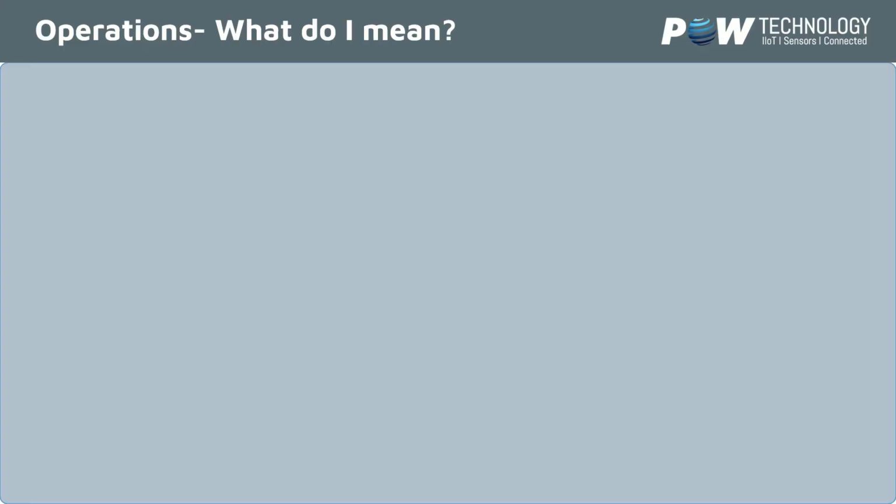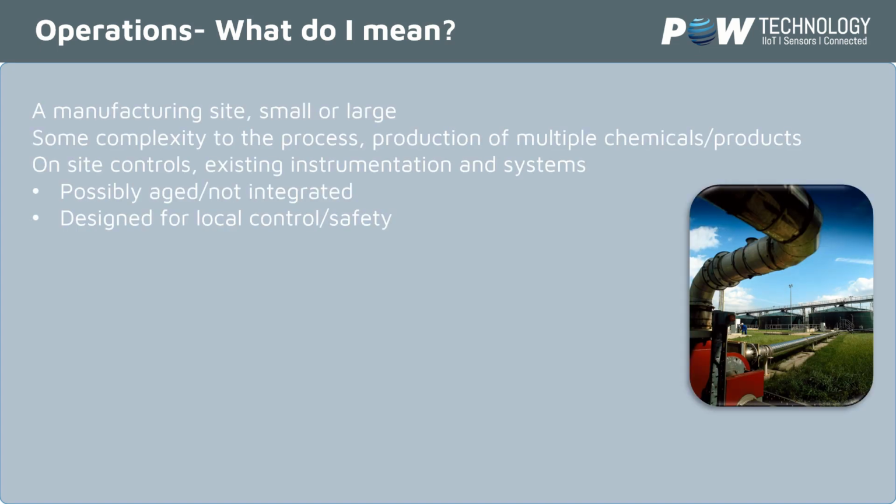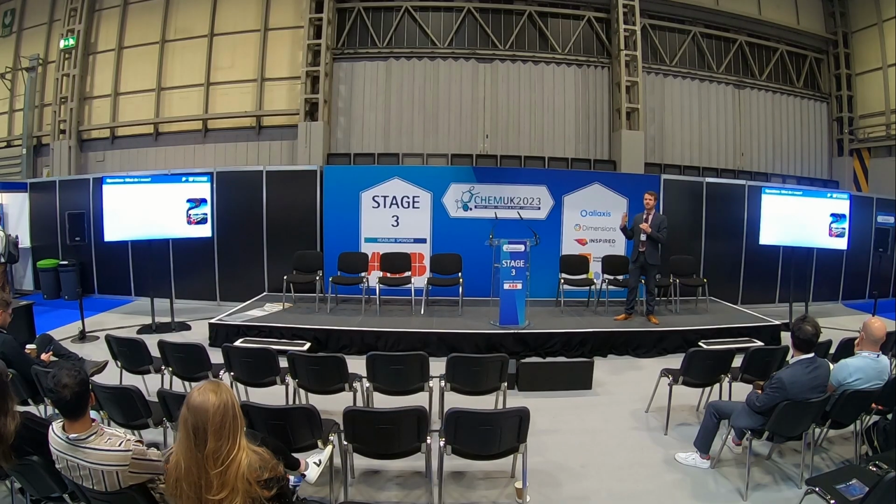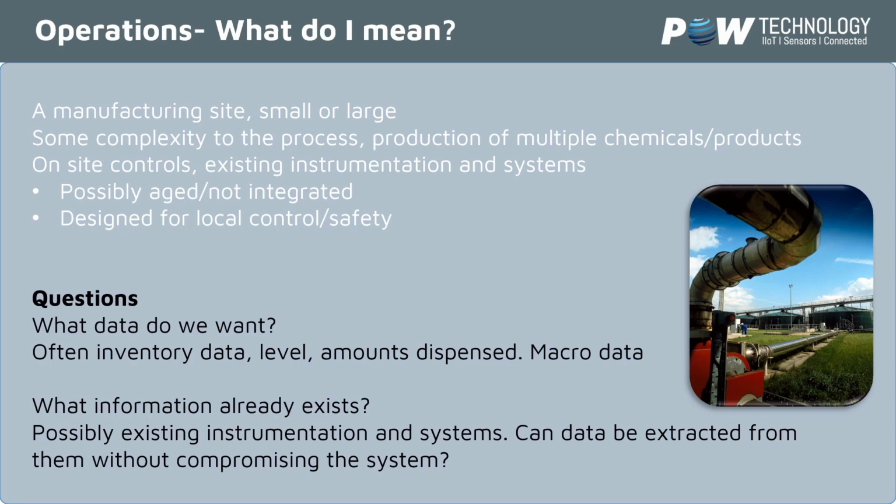Okay, so operations. What do I mean when I'm talking about operations? I think many of you will know these kind of sites. It's a manufacturing site. There's some complexity in the process, so it might be making chemicals, might be mixing product together. There's often on-site controls, processes, lots of people. These things are designed for local control and safety, and they're manufacturing tens of thousands of tons of chemicals every year.